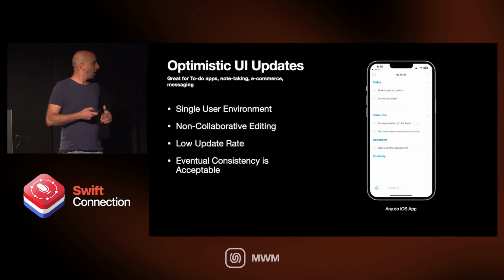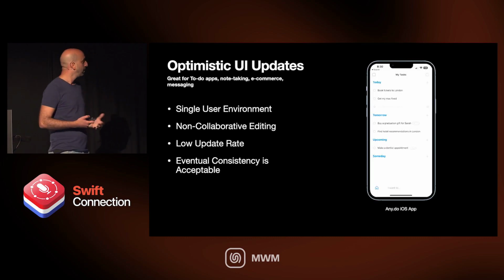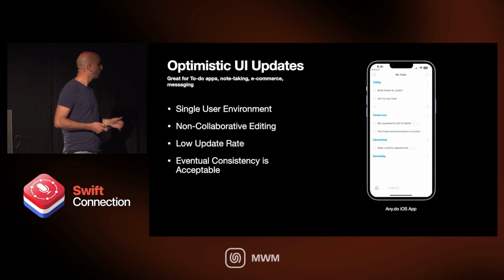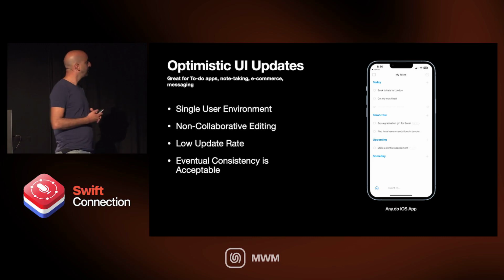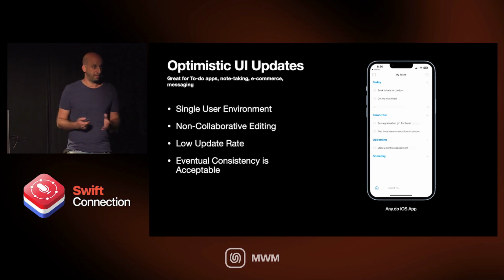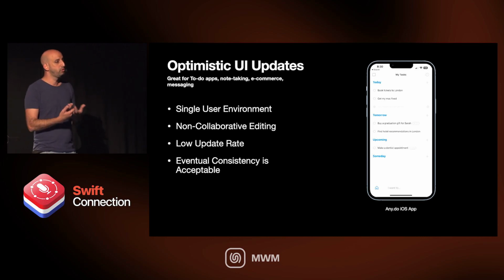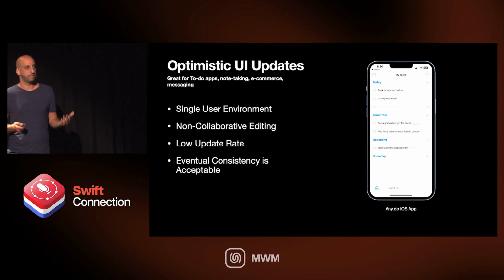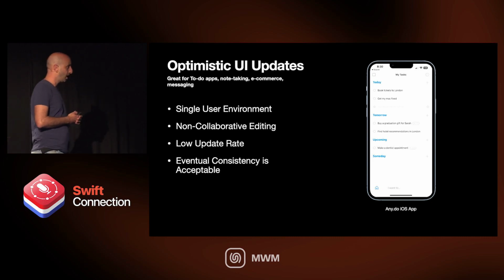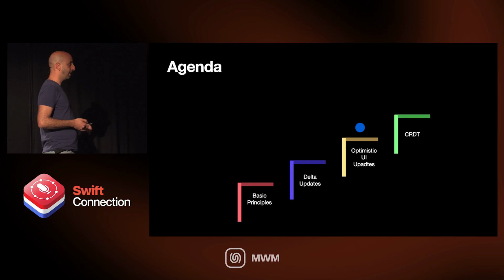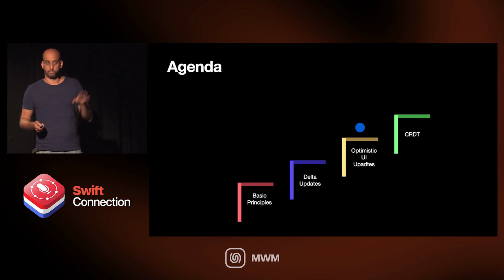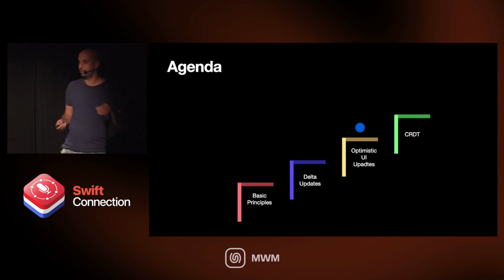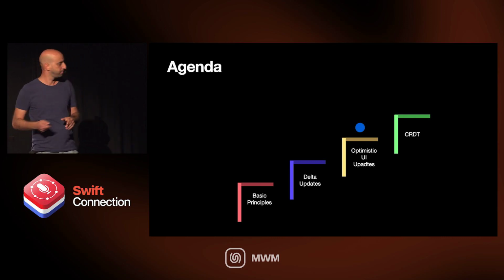And optimistic UI updates are really amazing in terms of user experience. And they are very good for single user environment. They are good for non-collaborative editing, because once you have different users, it becomes really messy. And it's really good when the update rate is low. So that was optimistic UI updates. Now let's talk about the problem that it holds and how CRDT can partially solve some of the problems.